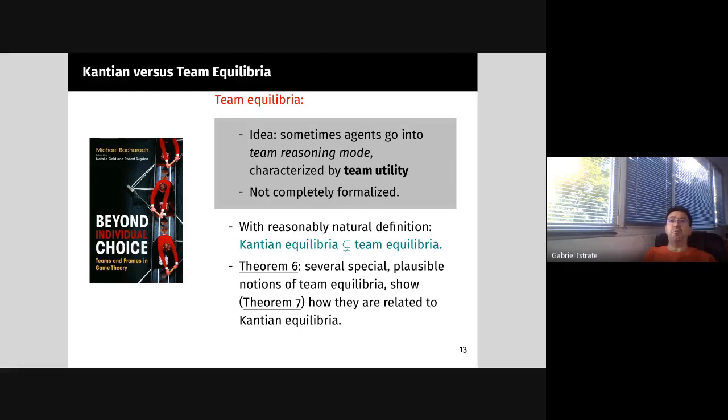Unfortunately, the notion of team equilibrium is not something that has a well-accepted formal definition. However, with a reasonably natural definition and one that is large enough, we can show that Kantian equilibria are a subset of team equilibria, a strict subset, because team equilibria also involve some actions where one player sacrifices itself, so it's not good for the player, but it may be good for the team. We also define several special kinds of team equilibria, which satisfy all the properties that we discussed in the introduction. They're tractable, they can implement some plausible scenarios, and furthermore, they relate to Kantian equilibria. So in special games, it can be shown that they get equilibria close to the ones that you get in the same games in Kantian equilibria.